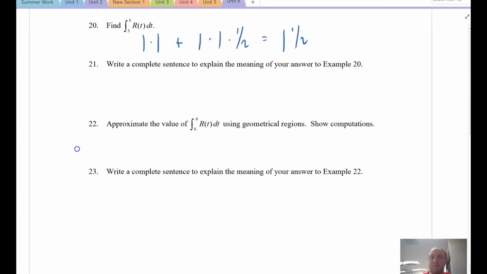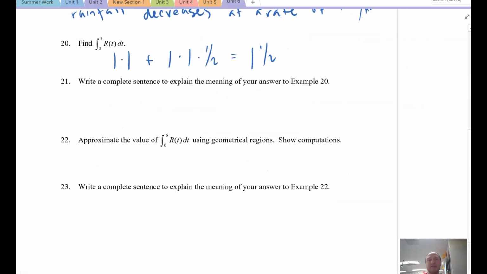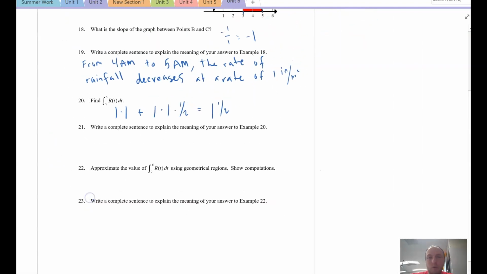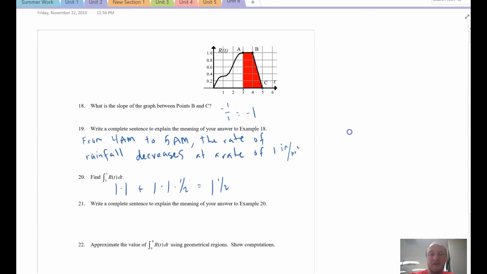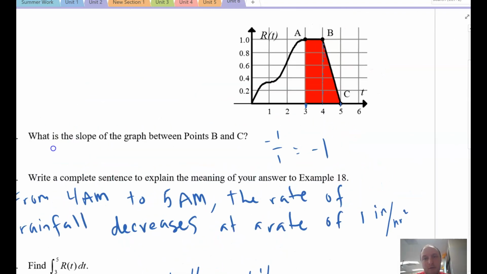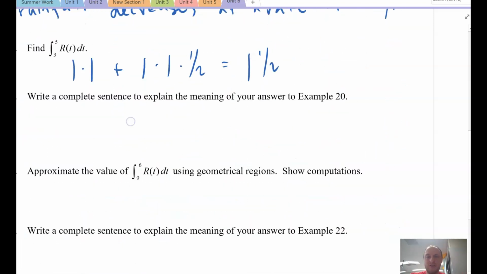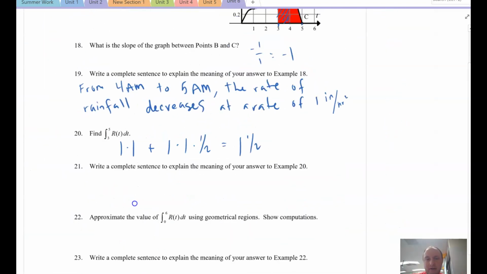All right, write a complete sentence to explain the meaning of our answer to example 20. So what does that mean? I want you to first just consider from 3 a.m. to 4 a.m. In this area, the rate of rainfall is 1 inch per hour, and one hour has passed. So how much rain has accumulated? Well, if the rate is 1 inch per hour and 1 hour has passed, that's 1 inch. So that just represents the amount of rainfall.